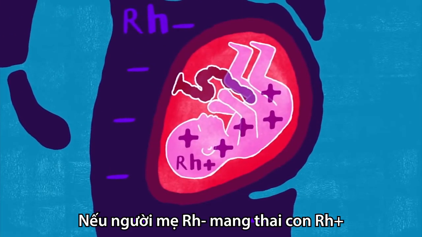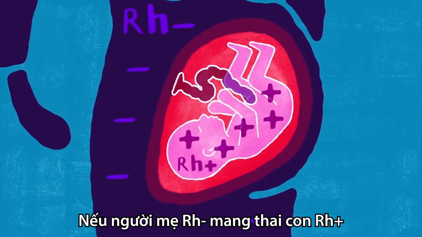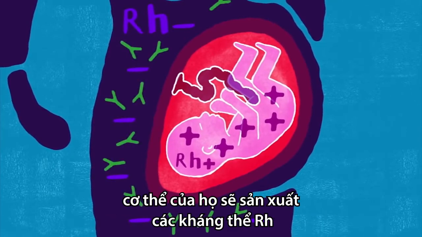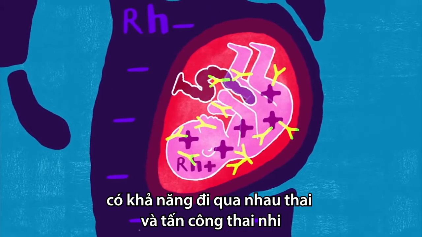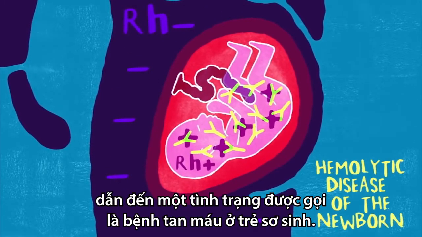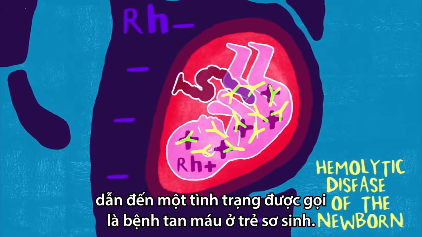If an Rh negative mother is carrying an Rh positive child, her body will produce Rh antibodies that may cross the placenta and attack the fetus, a condition known as hemolytic disease of the newborn.